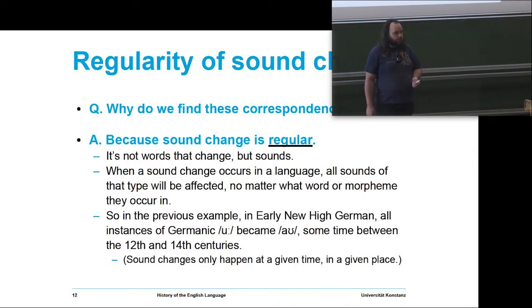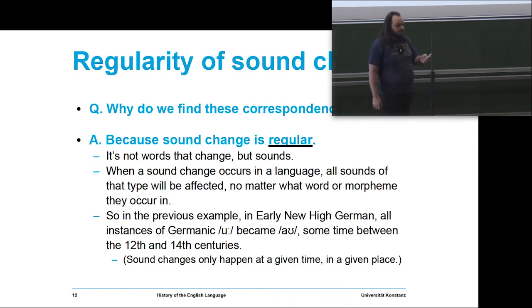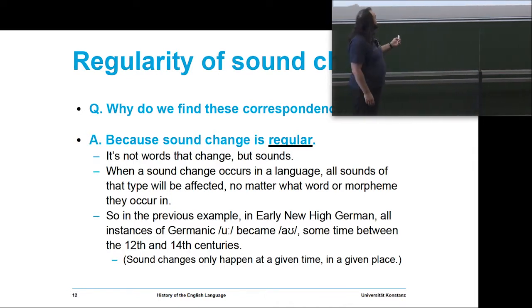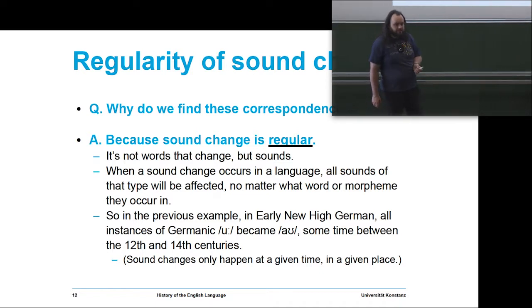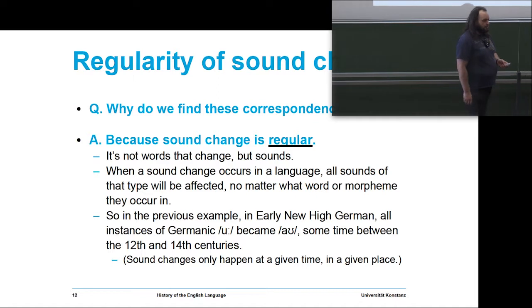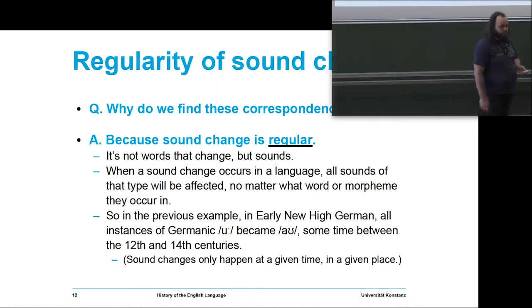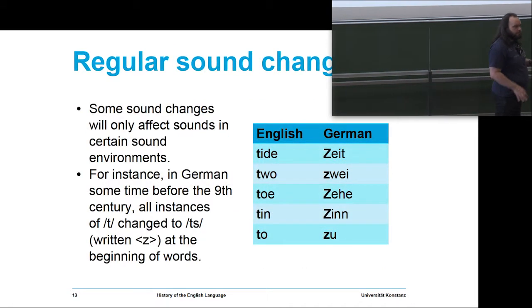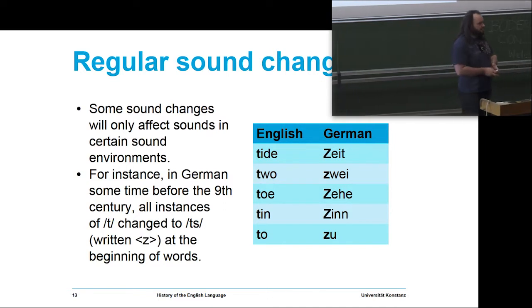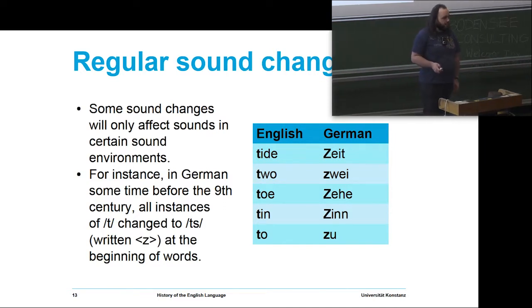Right, so we've talked about the regularity of sound change. Specifically, this change in German happened between the 12th and the 14th centuries. It happened quite early. And then it stopped happening. So this is an important principle. Sound changes are temporal contingencies. They only happen at a given time in a given place.